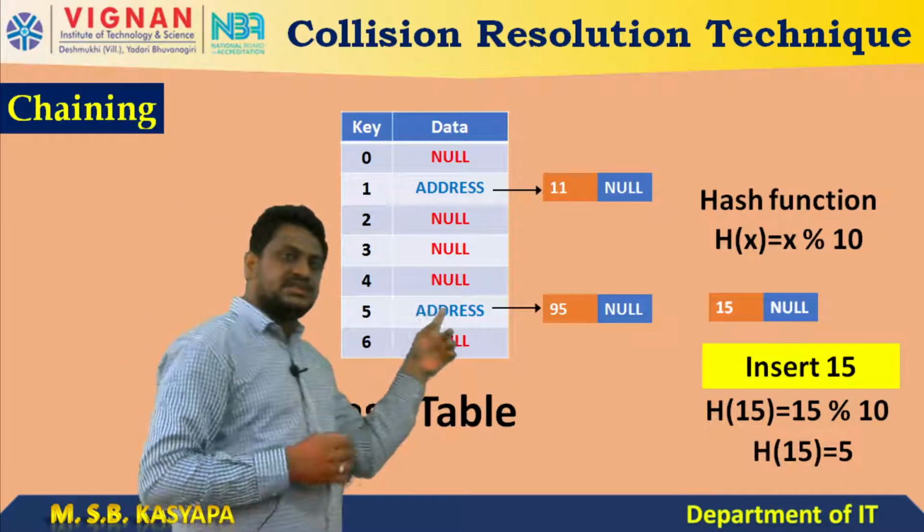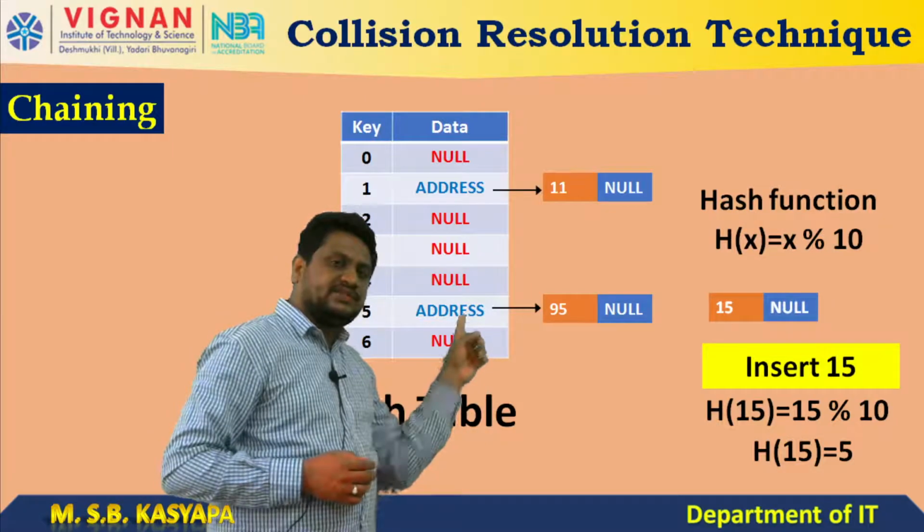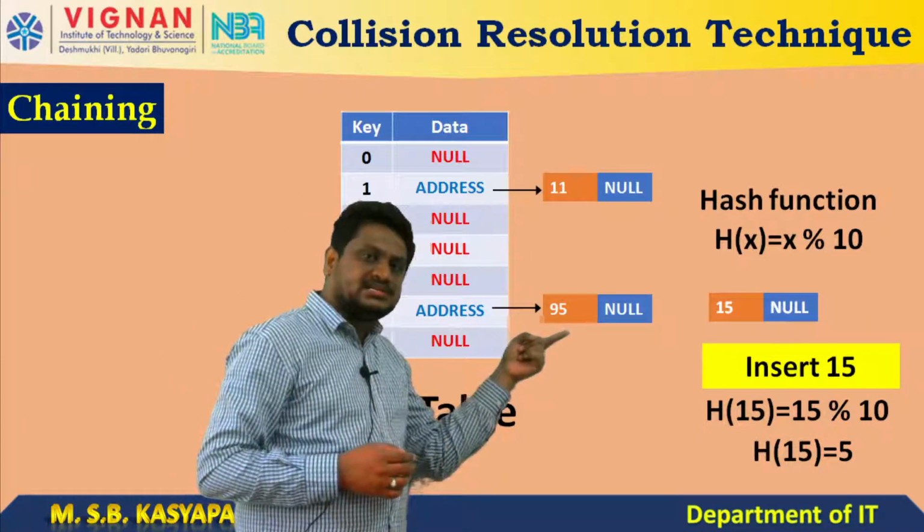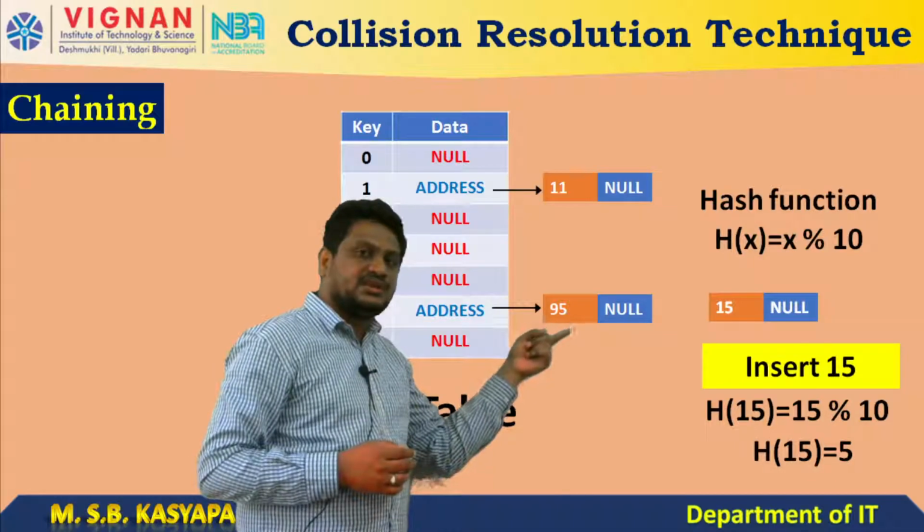So, first I will check the head value. Head is 95. Here it is representing 95. So, 95's next element is null. That means there is no element.